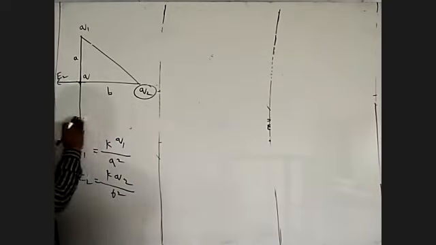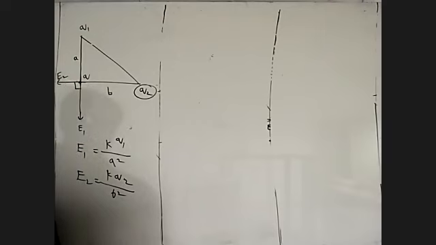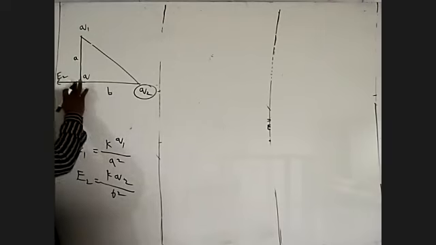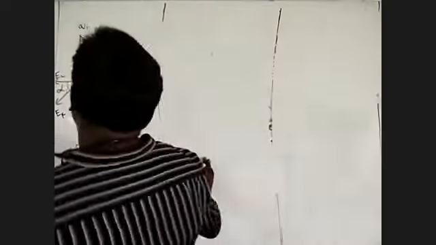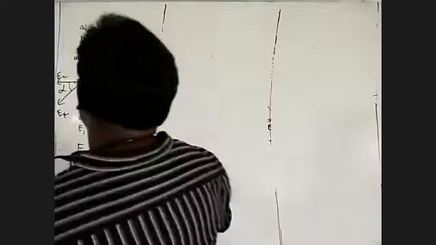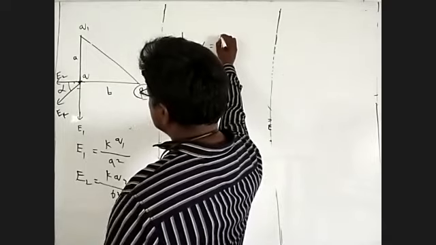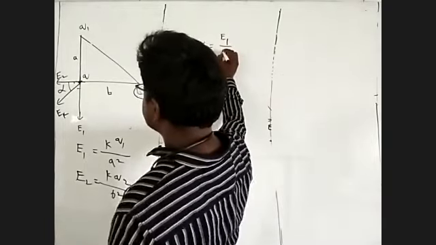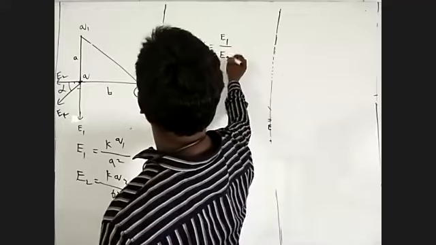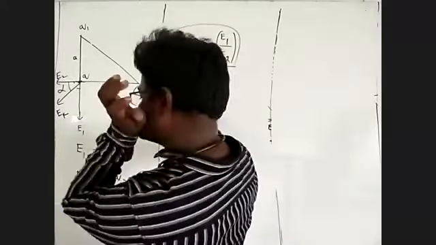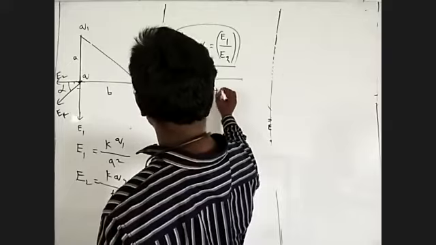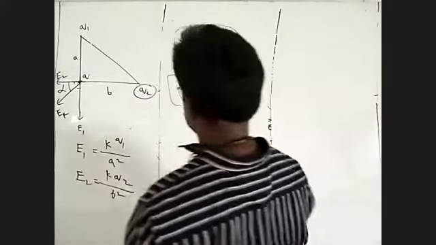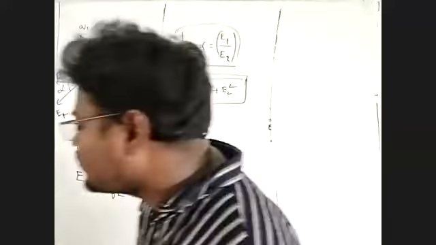Now you will see the angle between them here is 90 degrees. Now the resultant electric field is ER, making an angle alpha. So tan alpha is equal to E1 by E2. This is your answer. Next, resultant ER is equal to root of E1 square plus E2 square. That is your answer.